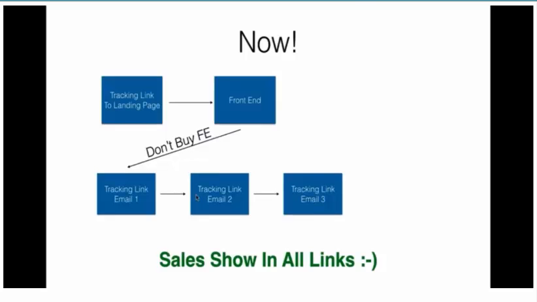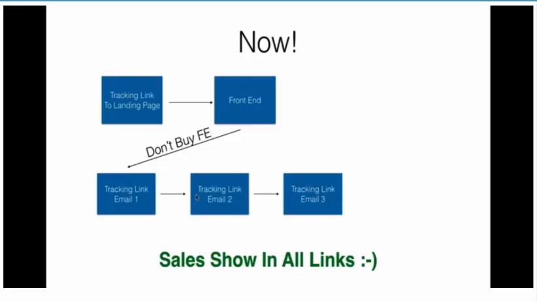Now, just to cover quickly how the system was configured previously, let's say you have a tracking link that goes to a landing page, and then when people opt in, they get redirected to your front-end offer, and then if they don't buy your front-end offer, you send them to an email follow-up series in which you have 3 emails, all right? So we're going to pretend that this is your funnel.